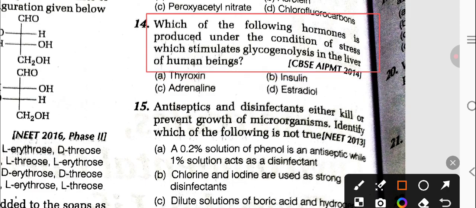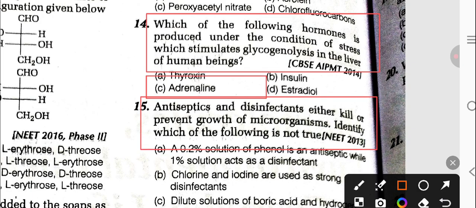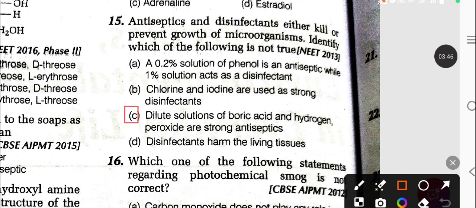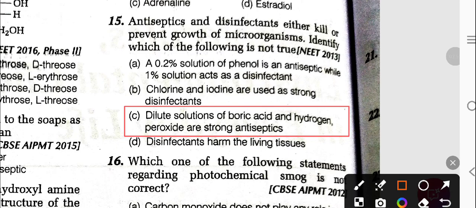Which hormone is called the stress hormone? It is adrenaline. Option number C is the right answer. Antiseptics and disinfectants either kill or prevent growth of microorganisms. Identify which of the following is not true. So it is option number C. Dilute solution of boric acid and hydrogen peroxide are strong antiseptics. They are not strong, they are mild or weak antiseptics.